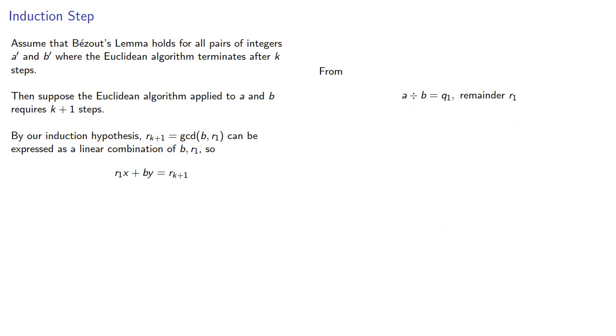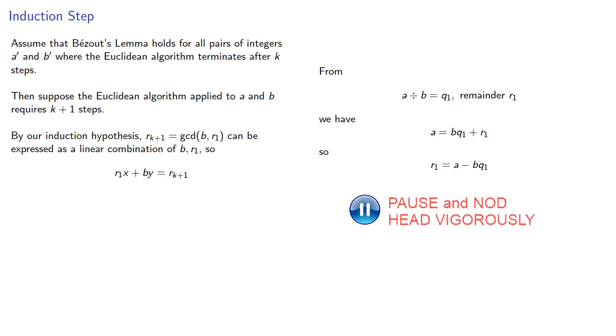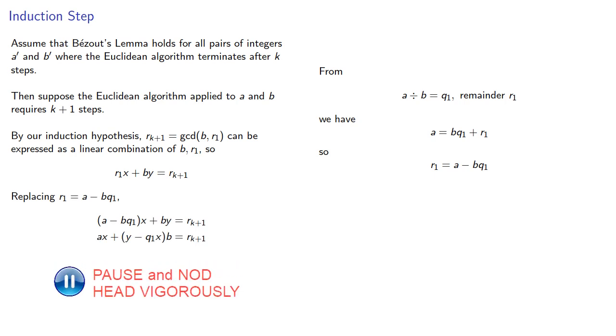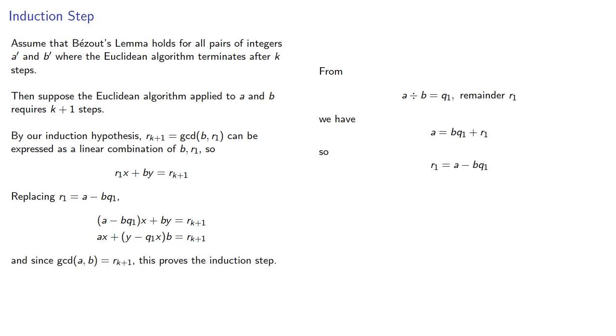From our first quotient, we have, and so r1 equals, so replacing r1 with a minus bq1 and doing a little algebra gives us, and we have a linear combination that gives us r_{k+1}, and since the greatest common divisor of a and b is r_{k+1}, this proves the induction step.